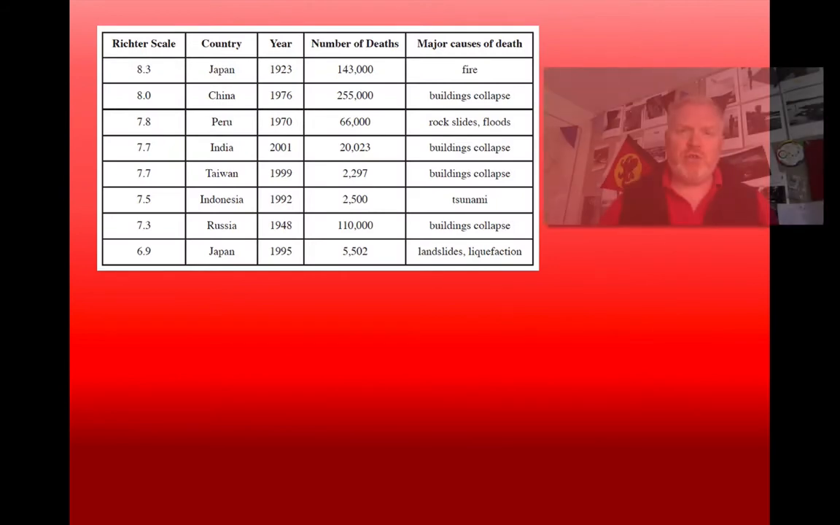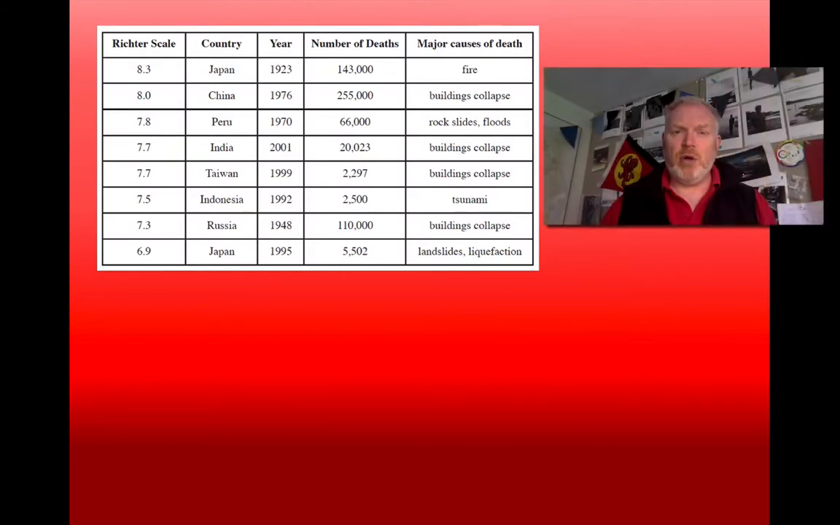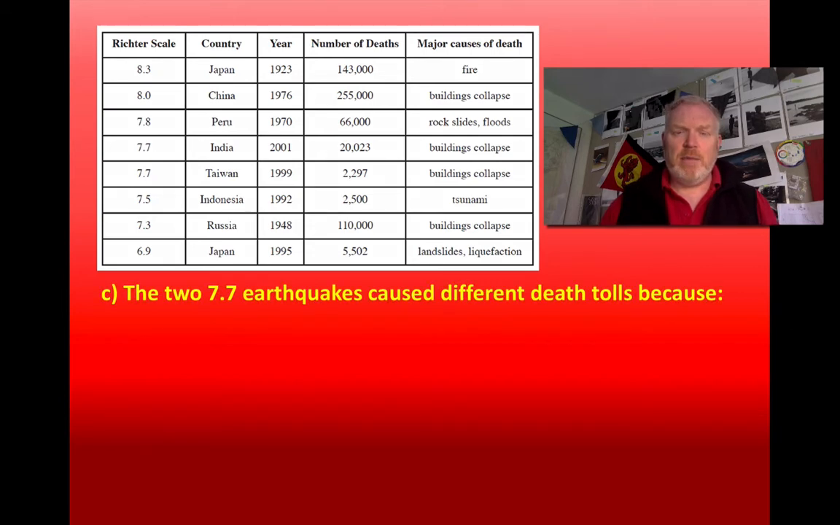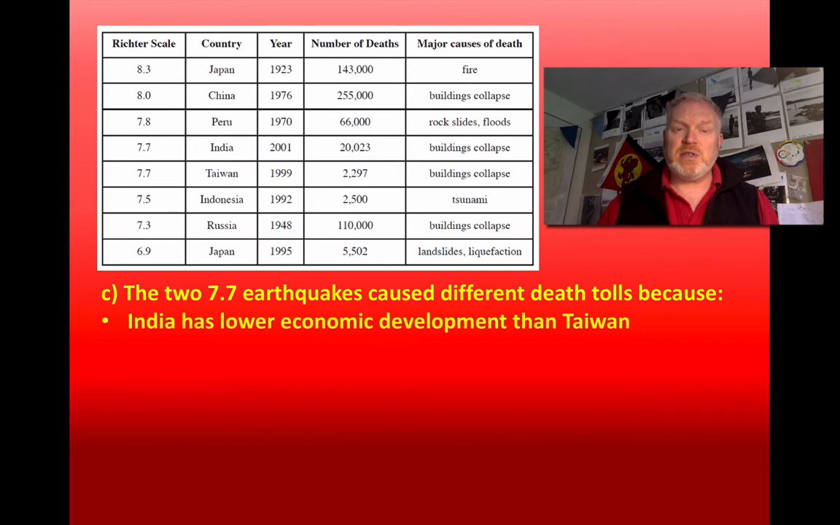We then have some records of some older earthquakes from different parts of the world. We've got two earthquakes here that have a magnitude of 7.7. Big earthquakes, but big differences in the death toll, in particular an order of magnitude between them. Now, there's a number of different reasons why this could be the case. Perhaps the most obvious one is that India has a lower economic development than Taiwan. Taiwan's quite a wealthy country, India isn't.